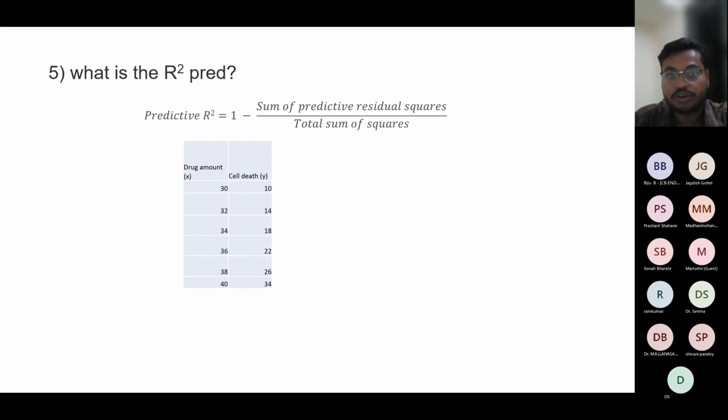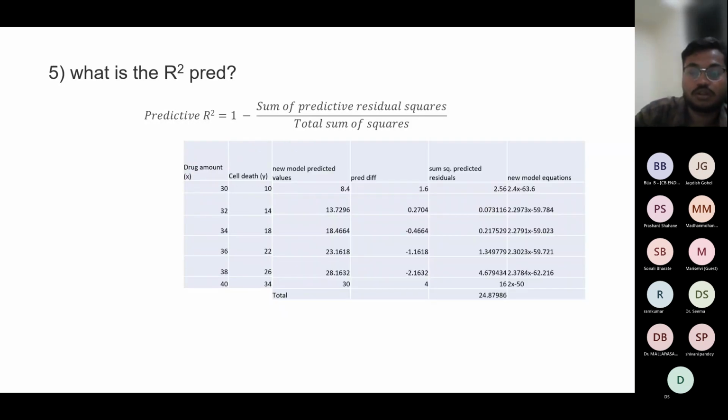We then used that to calculate the sum of residual squares. But in this case, for each point, that is for point one, we'll first leave out this point and fit a model to the remaining four points. Then we'll try to predict the value of y at x equal to 30. So we'll get a single model by fitting these four values. Then we'll predict the fifth value from this and compare that predicted value to the actual y value that we had here.